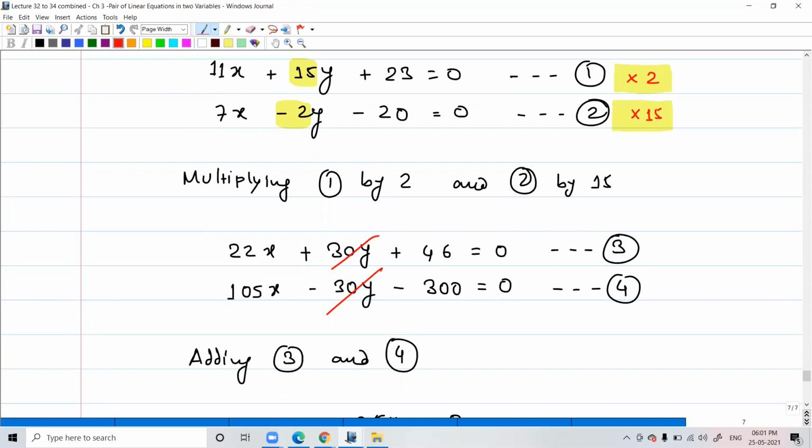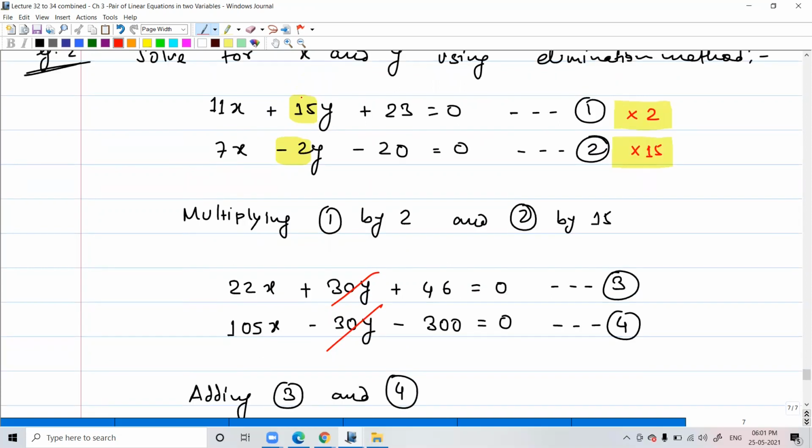Yes. But why did I choose these two numbers? Because they were smaller, right? I had to multiply only 2. This equation was bigger number. So I wanted to multiply smaller number 2 with that. And this equation was smaller, very small numbers are there. So here by multiplying 15, still it's okay. It did not give me a very, very big number, right? That is why I chose to eliminate y in this problem.